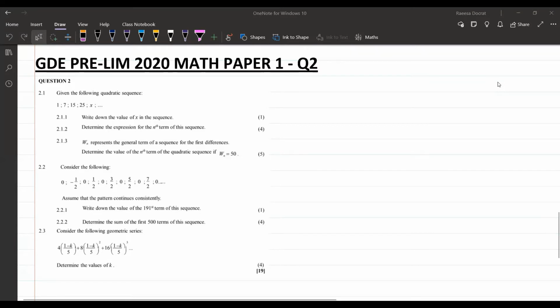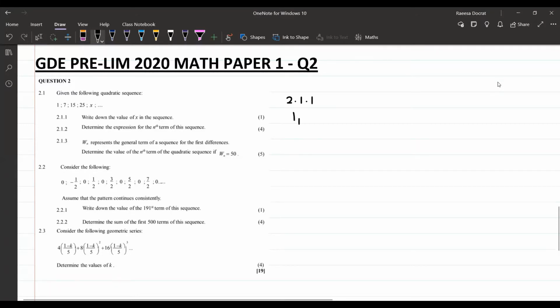Okay, so let us have a look at this question. It says you are given the following quadratic sequence, and it says write down the value of x in the sequence. So we have to write down the next term. What we're going to first look at is perhaps the type of pattern it is.